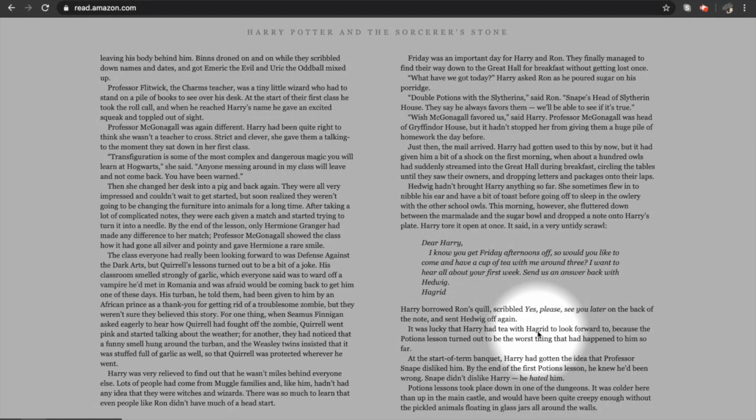It was lucky that Harry had tea with Hagrid to look forward to, because the Potions lesson turned out to be the worst thing that had happened to him so far. At the start of the term banquet, Harry had forgotten the idea that Professor Snape disliked him. By the end of the first Potions lesson, he knew he'd been wrong. Snape didn't dislike Harry. He hated him. Potions lessons took place down in one of the dungeons. It was colder here than up in the main castle, and would have been quite creepy enough without the pickled animals floating in glass jars all around the walls.